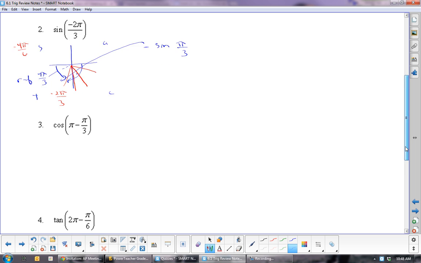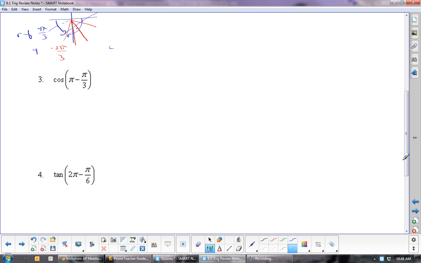Okay, cos of pi minus pi over 3. Now, there's two ways to do that. You could go pi and then come back pi over 3. You can just do the math, right? This would be 3 pi over 3 minus pi over 3. So this is the same thing as cos 2 pi over 3.